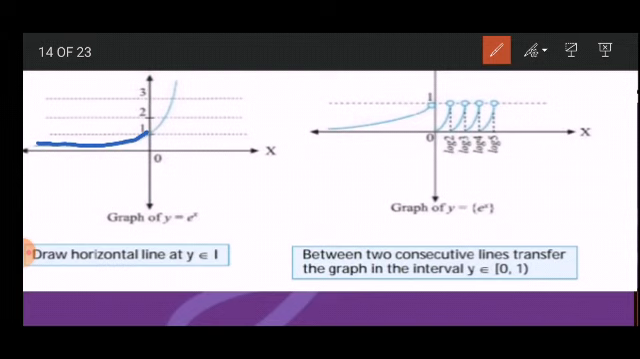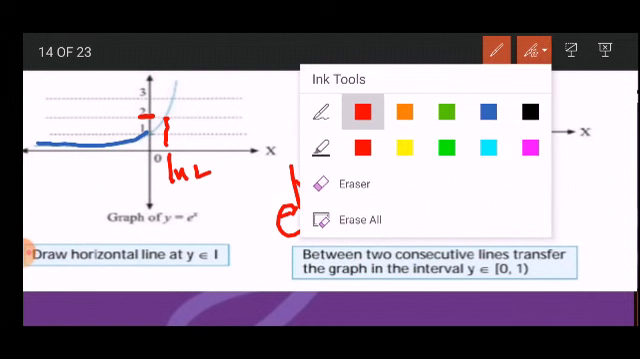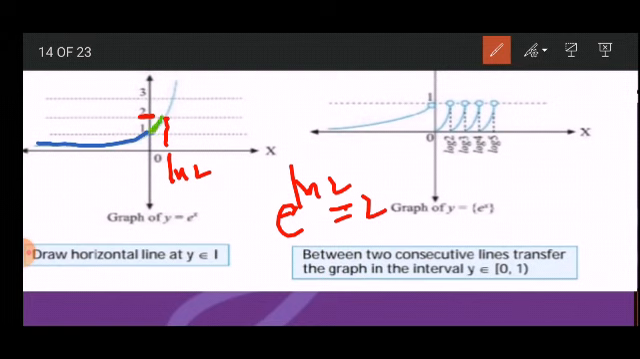Between 1 to 2, the corresponding value is 2. How does 2 come at ln 2? It means e to the power ln 2, that is called 2. So this 2 is coming corresponding to this ln 2 part. On this ln 2 part, we have to recall this part of the graph comes here downward.